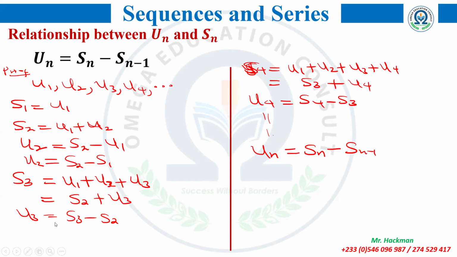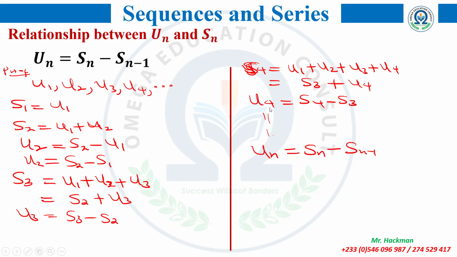So now this is what we have. Where exactly should I start from? U sub n is equal to S sub n minus S sub n minus 1. We are just looking at the pattern to generate the general formula. So let's start from U sub 2. U sub 2 is equal to S sub 2 minus S sub 1. U sub 3 is equal to S sub 3 minus S sub 2. U sub 4 is equal to S sub 4 minus S sub 3.